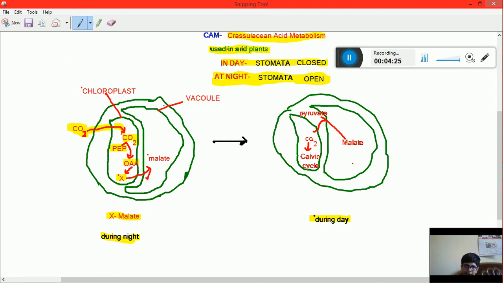That's why it is used in the C4 cycle, and we say it's C4 because of malate, because it is a 4 carbon atom compound, and that's why we name it C4. It is the same procedure in C4, but there is a little difference of day and night in the CAM cycle.